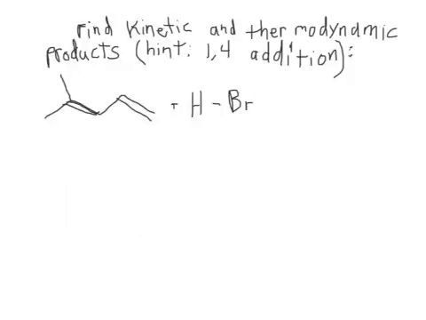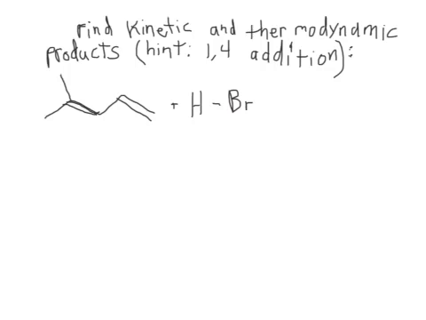Here's a good example. We have to find the kinetic and thermodynamic products of this addition reaction. First of all, let's decode this. What is a kinetic product? That just means the product that is formed faster. The thermodynamic product is the product that is more stable.